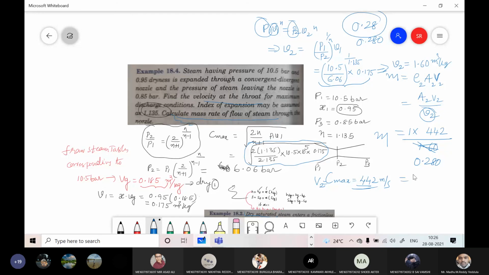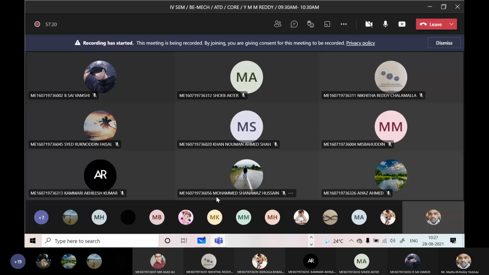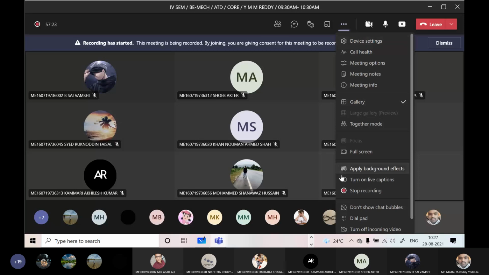Then you will get 442 by 0.280. It will be around 1554 meters per second. Check it once. Okay, so one more class is required to solve. Next class we will solve problems on the Rankine cycle. Today we solved problems on steam nozzles. You have to practice more problems from any book.